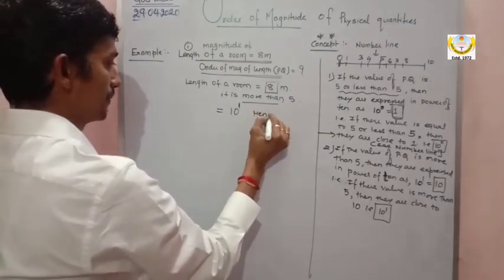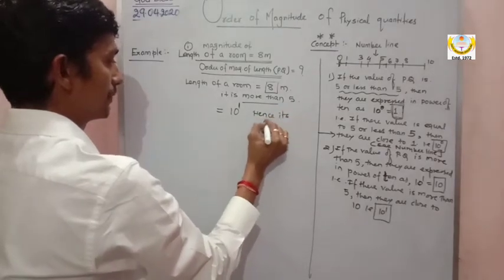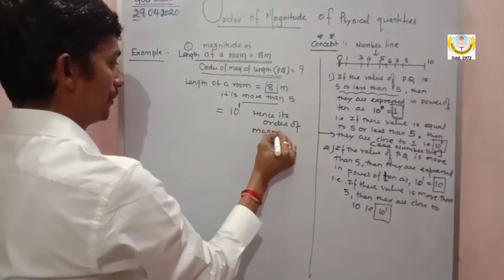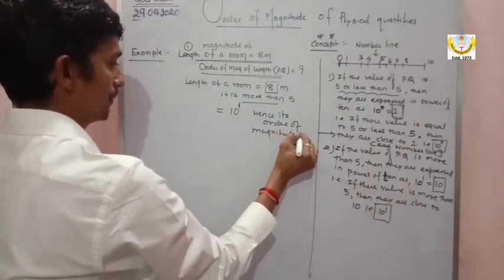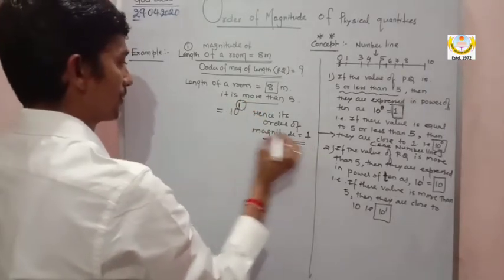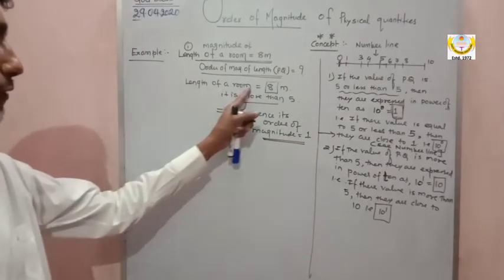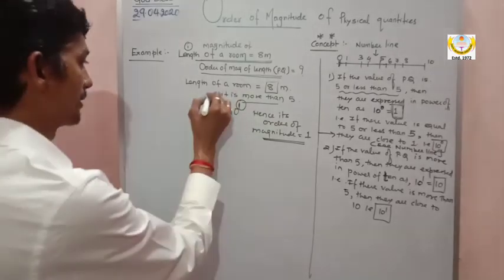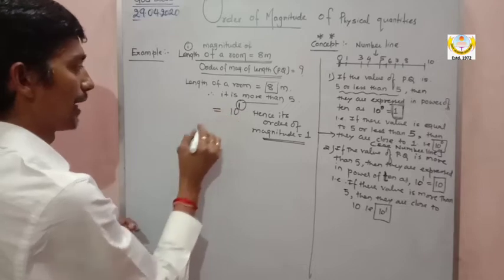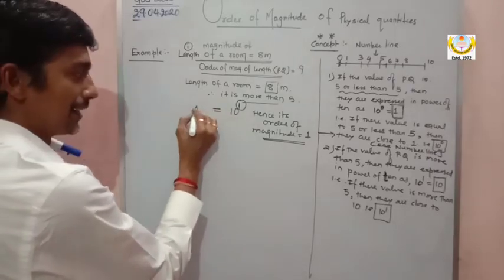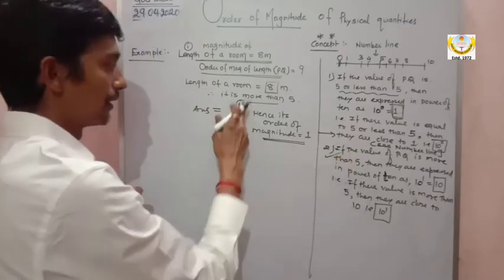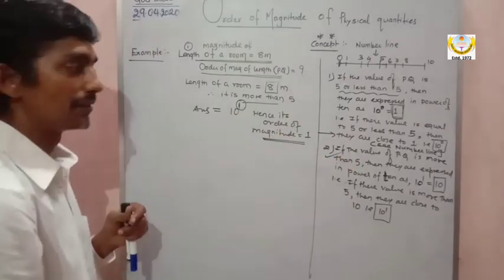Hence, its order of magnitude is 1. This power in the answer is the order of magnitude. The length of the room is 8 meter. Therefore, it is more than 5. Hence, the answer will be 10 power 1 because it is 8. I have written this as point number 2. So the order of magnitude is 1.